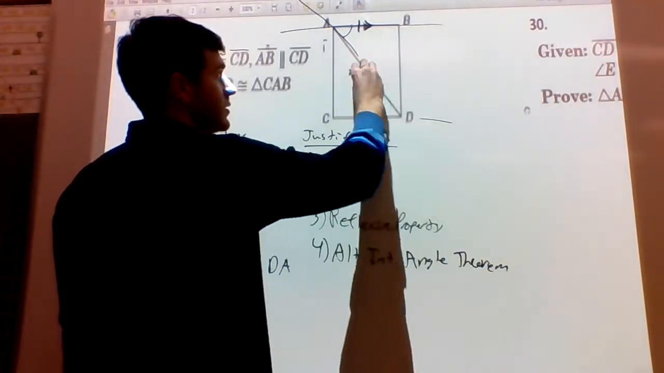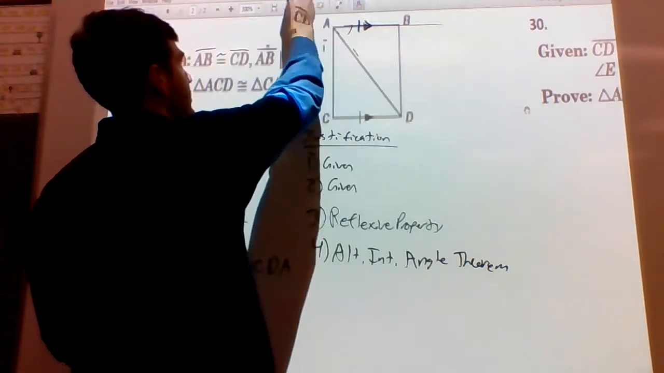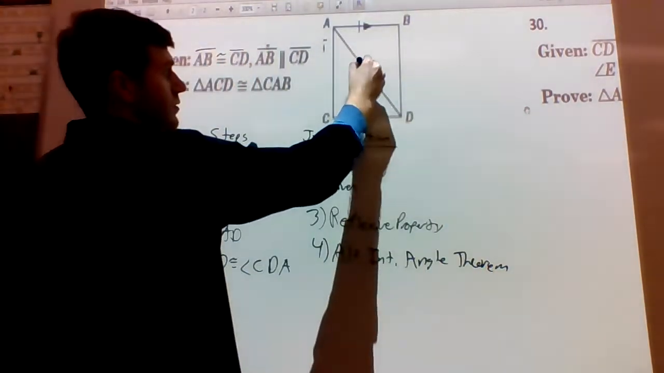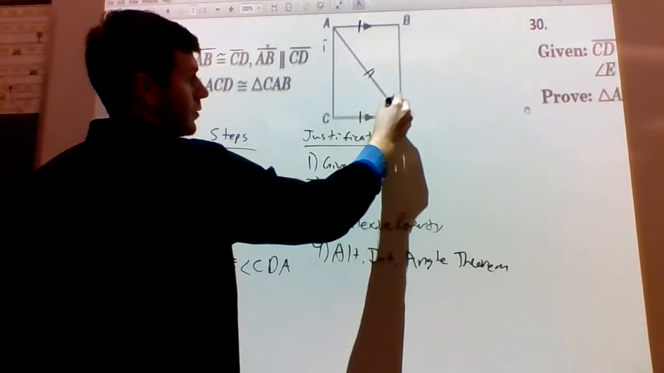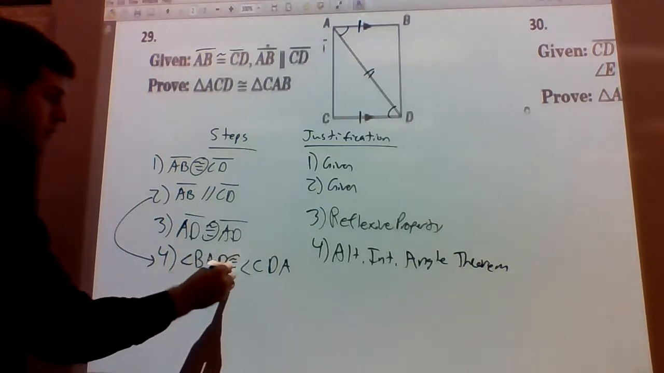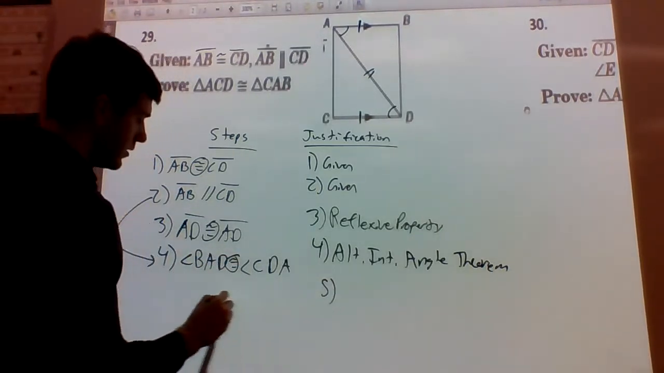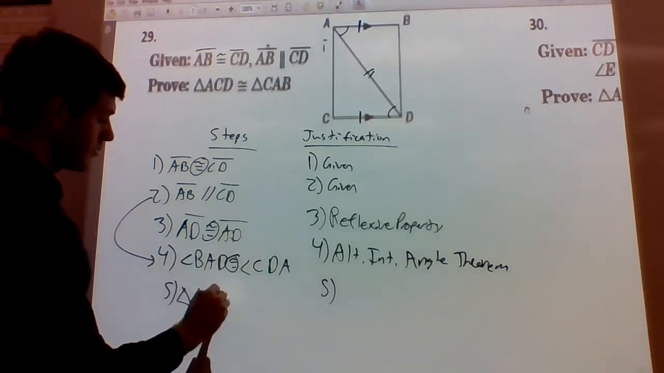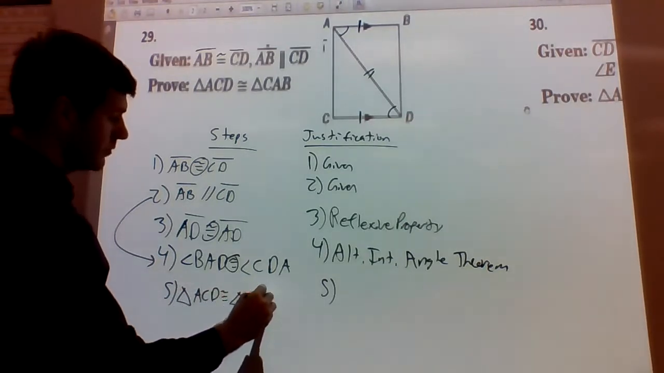Okay, let me erase the lines. Right, hopefully, again, you guys are able to see those alternate interior angles. So again, we have reflexive, we have given, and now we have alternate interior angles. So we now have 3 corresponding parts that are congruent. So let's see if we can prove that triangle ACD is congruent to triangle CAB.